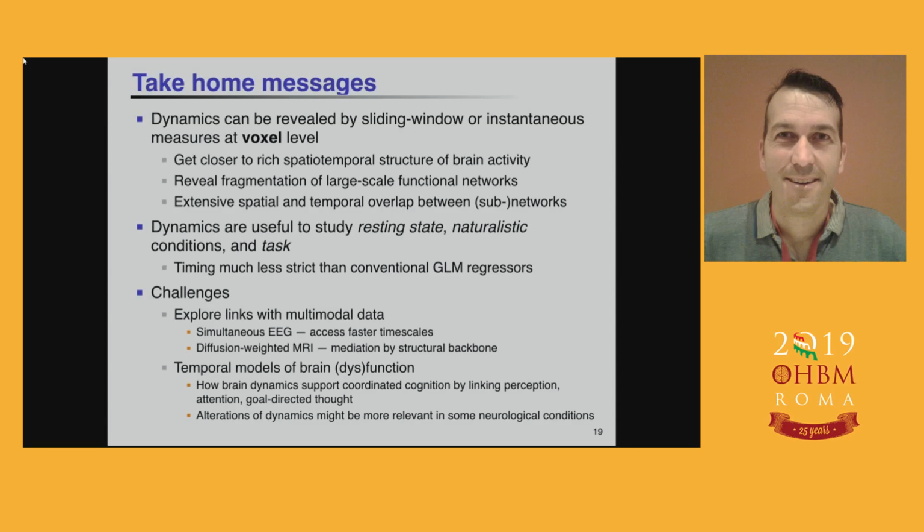And among the challenges, obviously, the first one would be to explore links in a multimodal way, going into simultaneous EEG or MEG, which can be acquired next to fMRI, so as to access faster timescales. Another one is to take into account structural, so diffusion-weighted MRI, to see how whatever we get with functional measurements is mediated by the structural backbone of the brain, and as already mentioned, going towards more mechanistic temporal models of the brain properly or not properly functioning, and explain ultimately behavior and also clinical conditions.